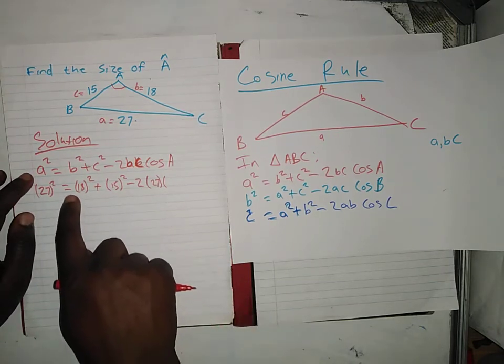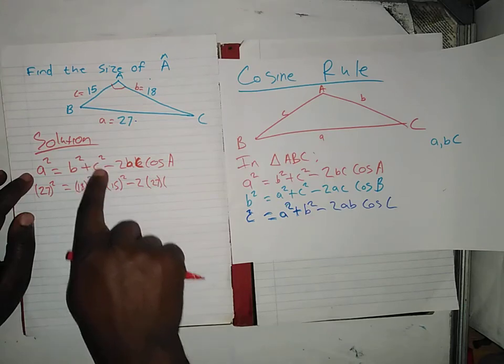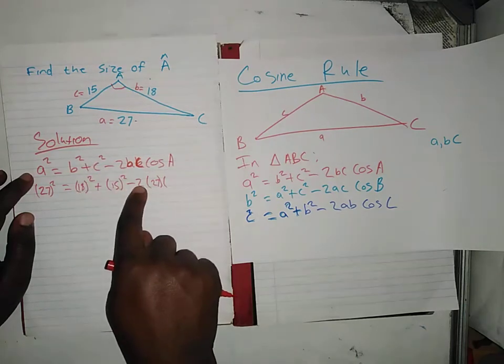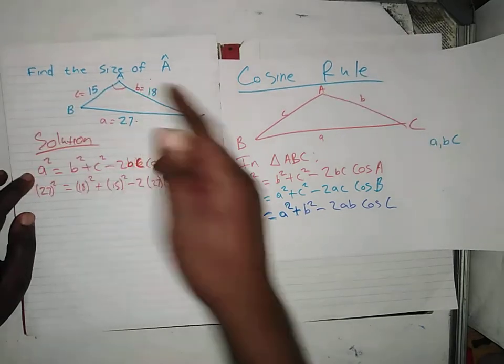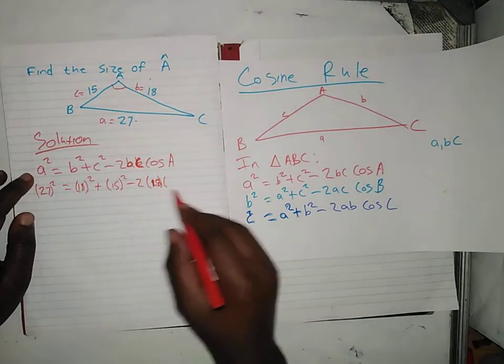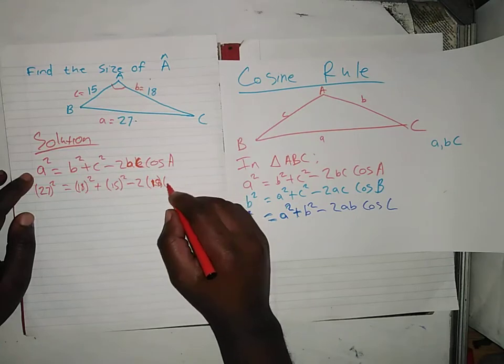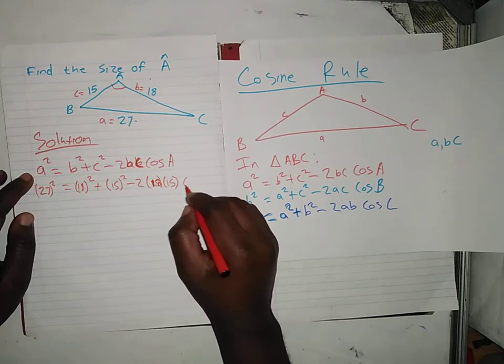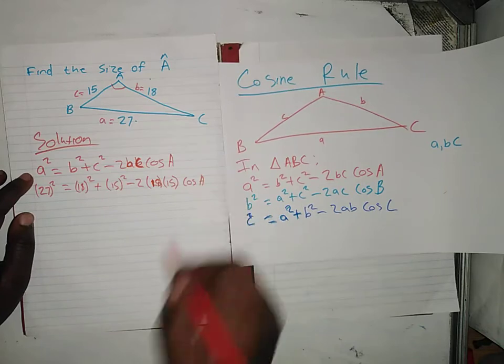Okay, so let's see if everything was fine. Okay, this one is fine. And then 2b, what is b? We must put b here. What is b? It's 18, so this must be 18, and then c must be what? Must be 15, and then cos a.